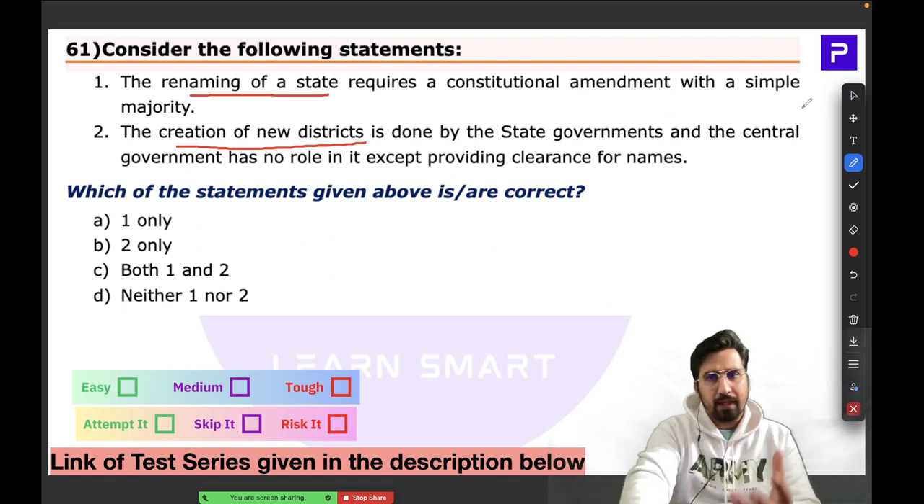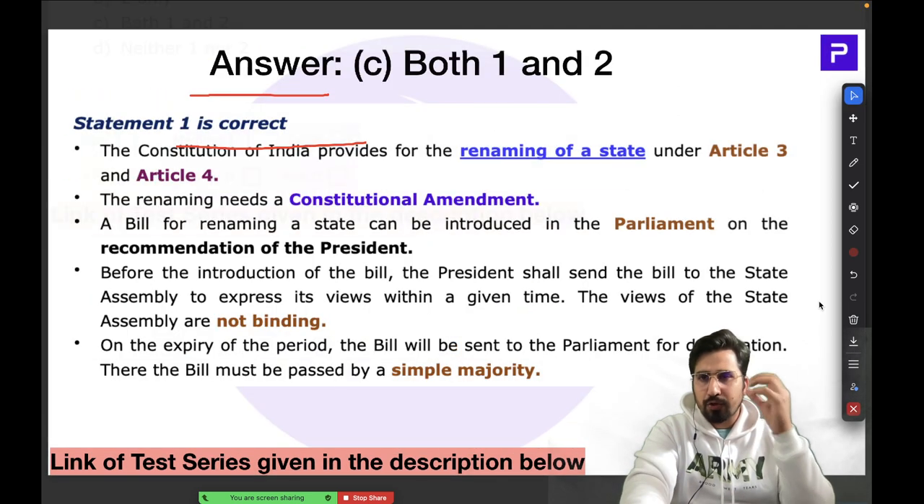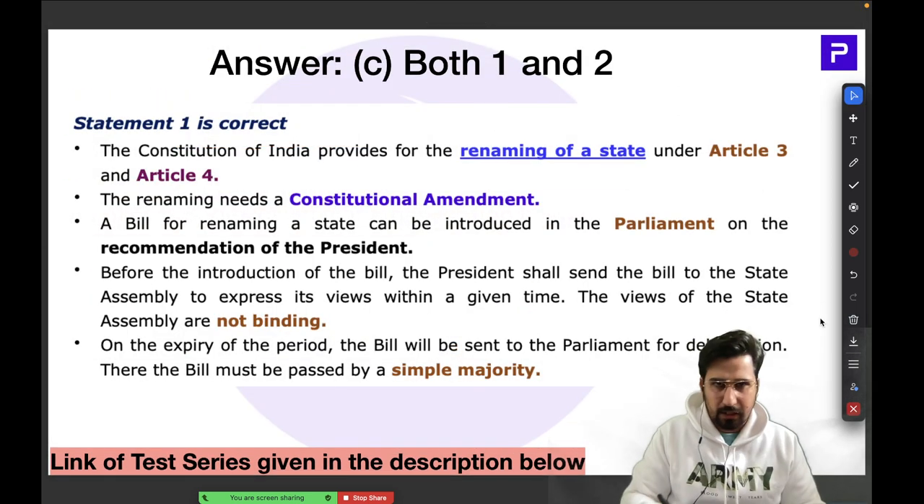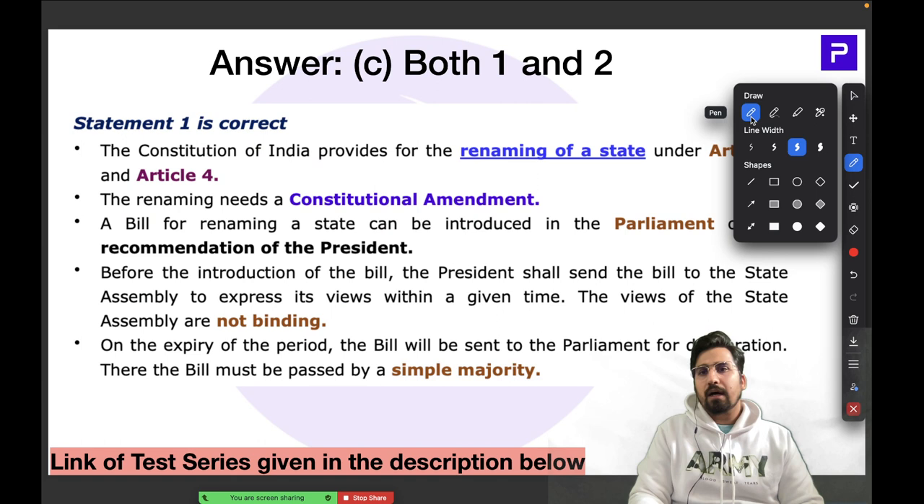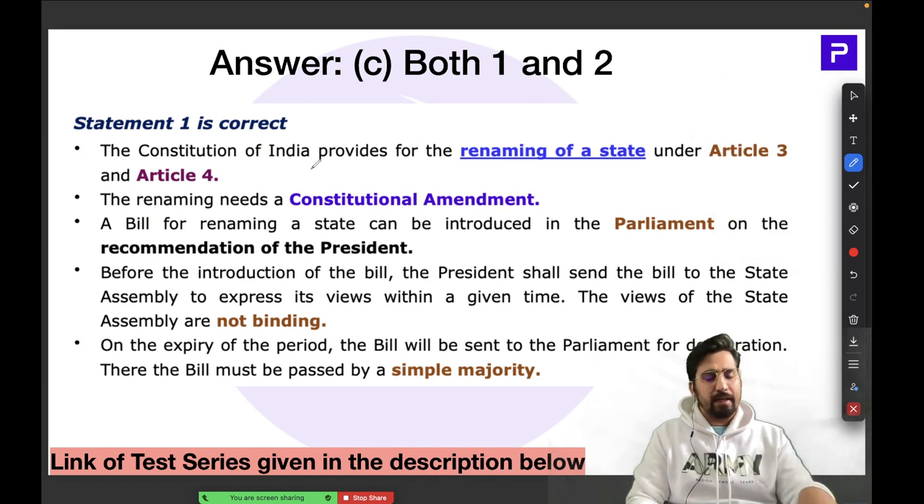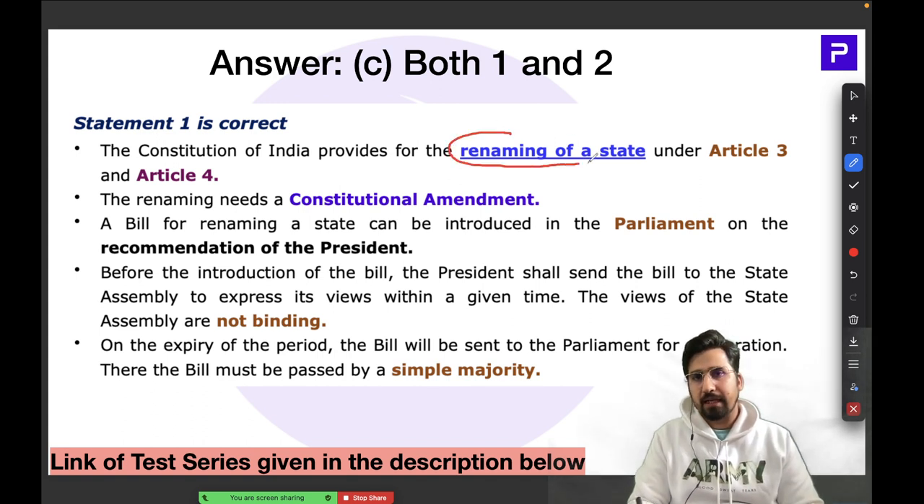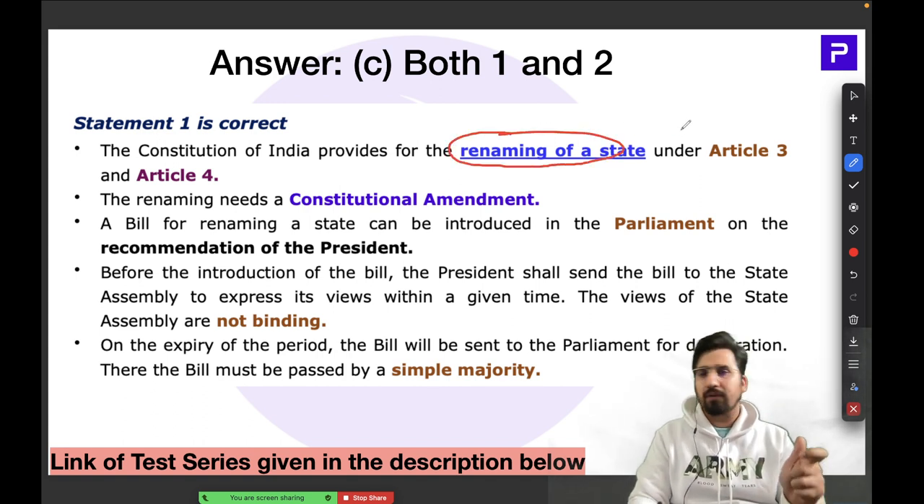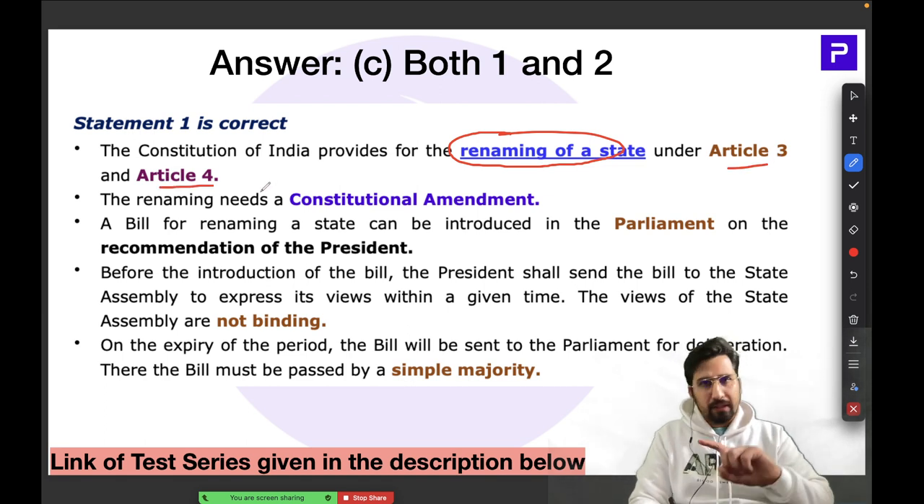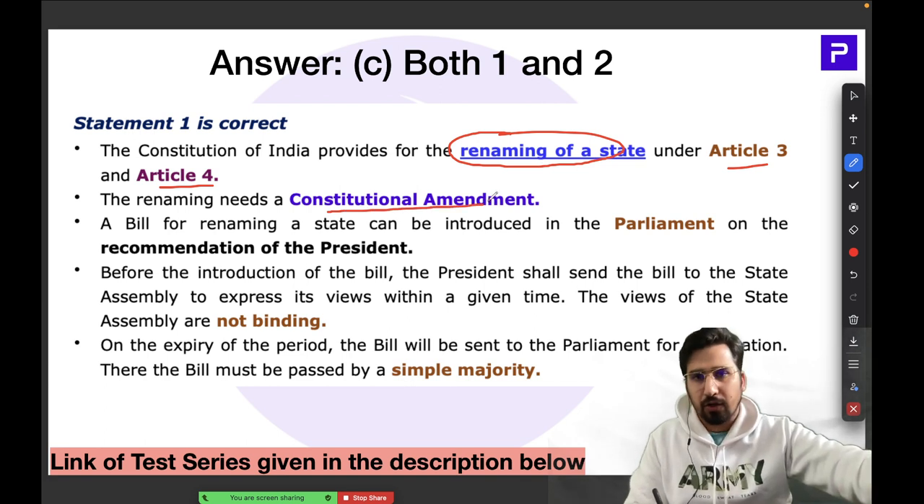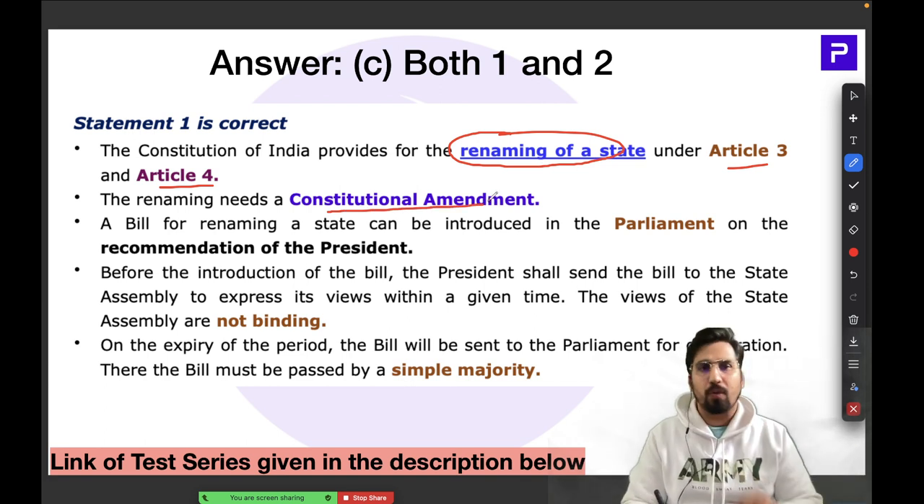Now there are a few things that you should know before you attempt this particular question. In India we have a constitutional process. Whenever you have to rename a state, you need the provisions of Article 3 and Article 4. And whenever the renaming is to be done, it is always to be done by a constitutional amendment. That is very much required.